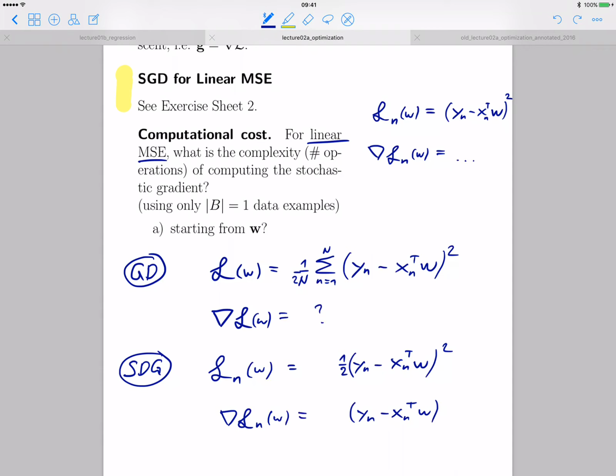Exactly. Here the answer is minus x_n7. So that should be the seventh entry of the gradient, right? So if that's what we compute, then that's the answer. So we're not interested only in the seventh of these entries, but we are interested in all of them, and there are actually d many.